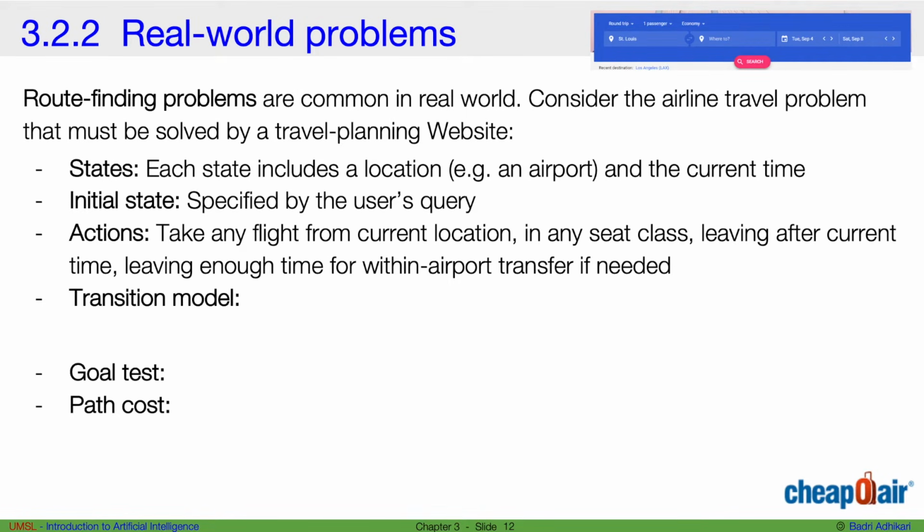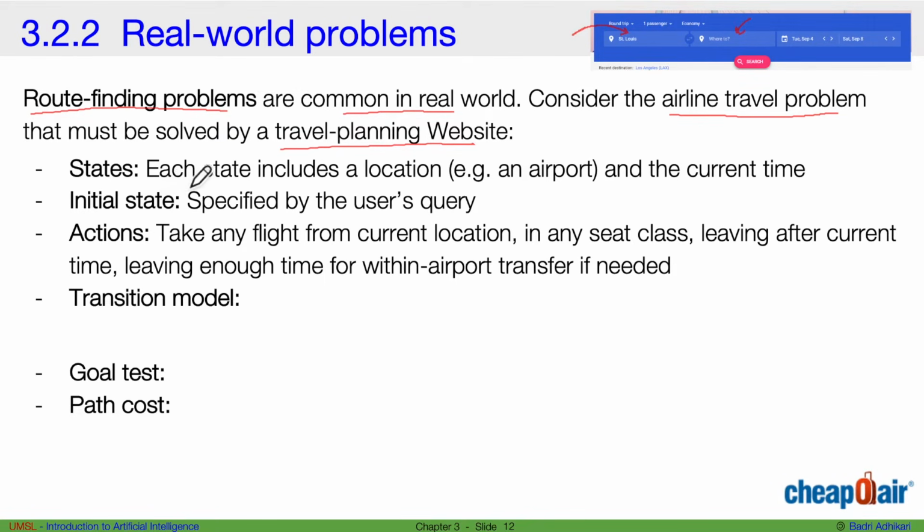Let's look at some real-world problems as well. A category of problems known as route finding problems are common in the real world. Say, for example, a travel planning website wants to solve the air travel problem. The air travel problem is: given a city where you are at, what route should you take to reach the destination city that you want to go to.